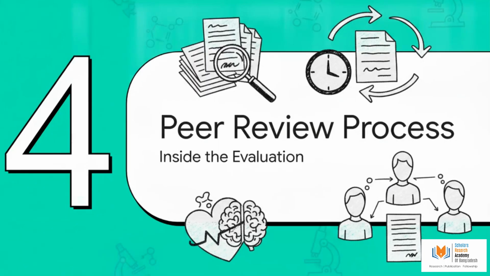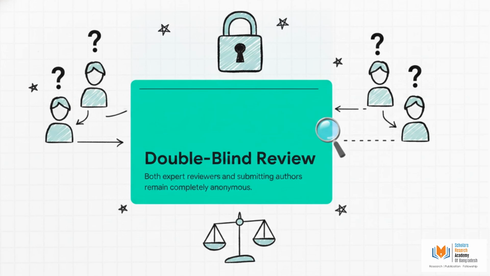Section 4. The peer review process. Inside the evaluation. So, TAJ employs a strict double-blind peer review process. What does that actually mean? It means both the expert reviewers and you, the submitting authors, remain completely anonymous to one another throughout the entire evaluation. Why does this matter so much? Because it guarantees your manuscript is judged purely on its scientific quality, originality, clarity, and relevance. It totally removes any institutional or personal bias from the equation, which really protects the integrity of the published work.